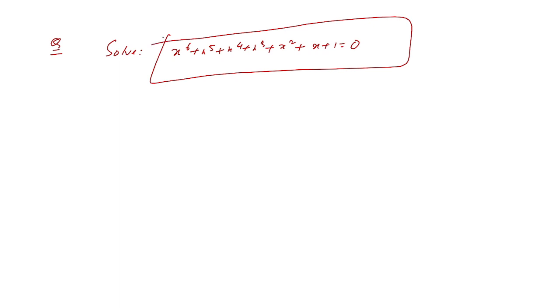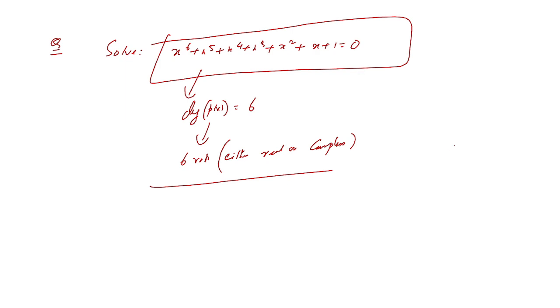As another example, how to solve the equation x to the power 6 plus x to the power 5 plus x to the power 4 plus x cube plus x square plus x plus 1 equals 0? How to solve the equation? If you think about the degree of the polynomial p(x), here it is 6. So by the fundamental theorem, it has 6 roots, either real or complex.